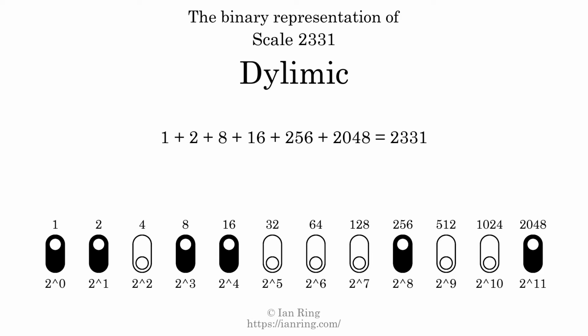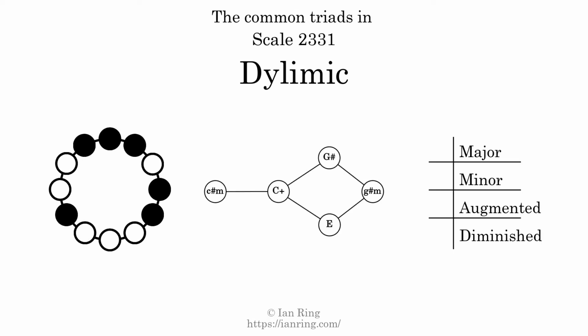2331. The scale number not only enumerates the scale with a unique index, but it also literally describes the tonal content of the scale. Represented as a binary number in base 2, the scale number is 1001000111011. Here are the common triads present in this scale.